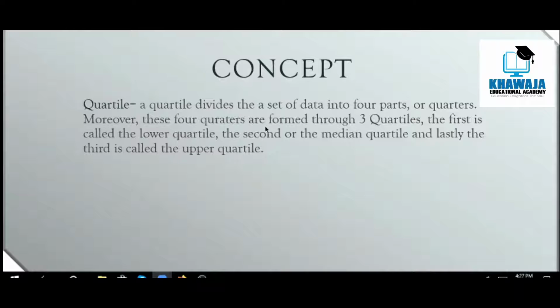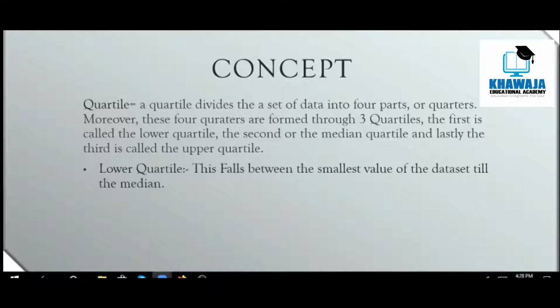A quartile basically divides the set of data into 4 parts or quarters. Moreover, these 4 quarters are formed through 3 quartiles. The first is called the lower quartile, the second is called the median quartile, and lastly, the third is called the upper quartile. So now let's see what a lower quartile is and where it falls.